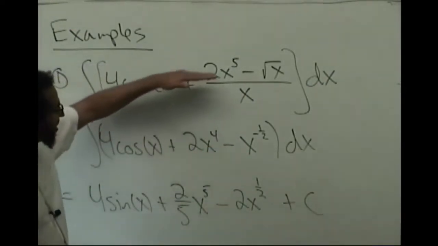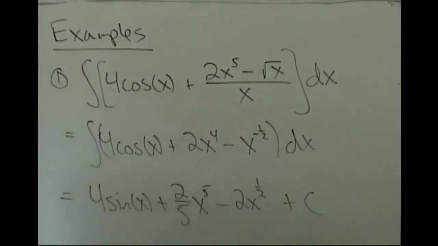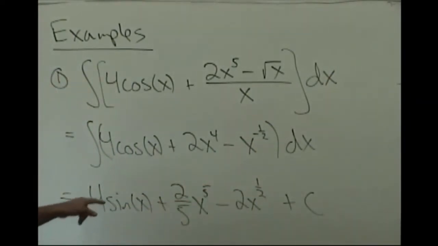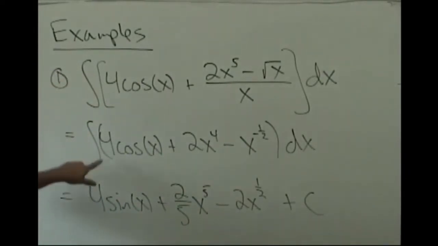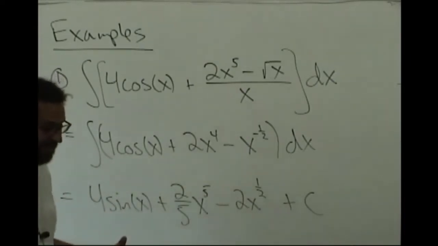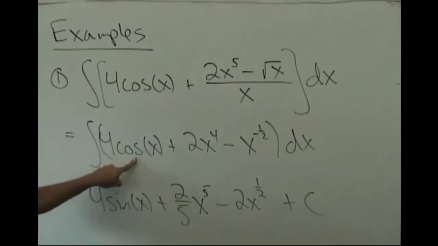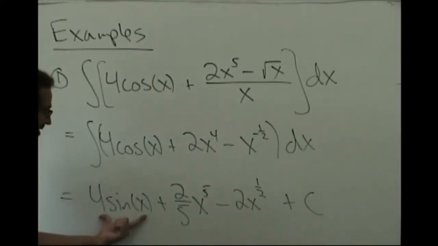So make sure you're good on how we got from here to here. That's just algebra. Okay. Now to take the antiderivative of this sum and difference means we can just take the antiderivative of each individual piece. And now to take the antiderivative of 4 cosine of x, I need to think of a function that when I differentiate it, I'm going to get cosine. Well, I know the derivative of sine is cosine, and so the indefinite integral of 4 cosine x is just going to be 4 sine x.